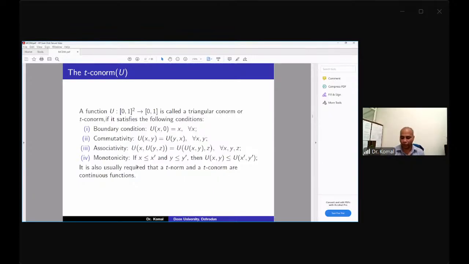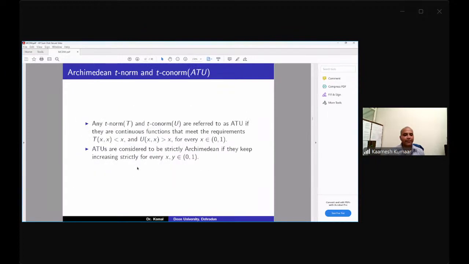So this is T-norm and T-conorm, and their generalized version is the Archimedean T-norm and T-conorm. So any T-norm and T-conorm are referred to as ATU. ATU means Archimedean T-norm and T-conorm if they are continuous functions and they meet the requirements that T(x, x) is less than x and U(x, x) should be greater than x. So this is the requirement.